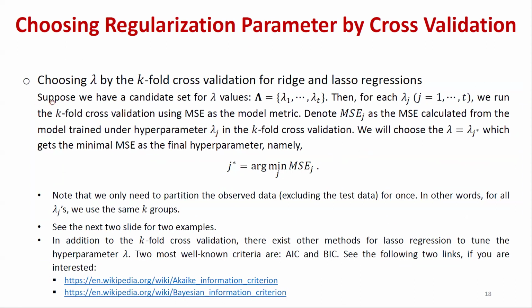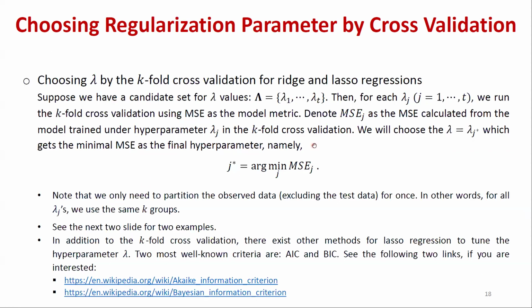And then, by the notations, suppose I have t lambdas to consider, lambda 1 to lambda t. Then for each lambda j, we are going to use the k-fold cross validation and using MSE, for example, as a metric. Then I'm going to choose the j that gives me the smallest MSE, and then I will choose that lambda j. So that's what I'm going to do.